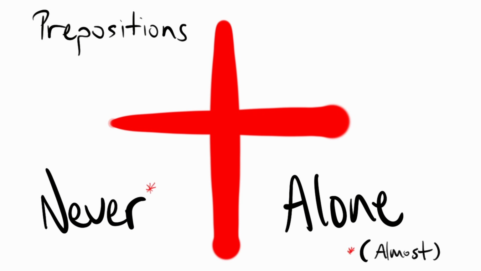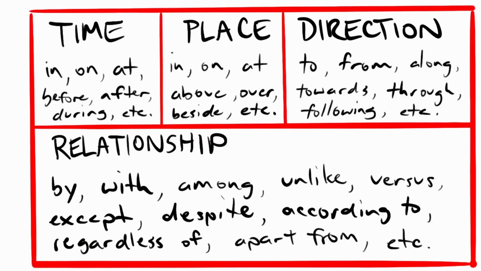Well, they're almost never alone. They probably shouldn't be left alone, because otherwise they wouldn't make much sense. So let's first look at the 4 different kinds of prepositions that exist within the English language. There are prepositions of time, prepositions of place, prepositions of direction, and prepositions of relationship.